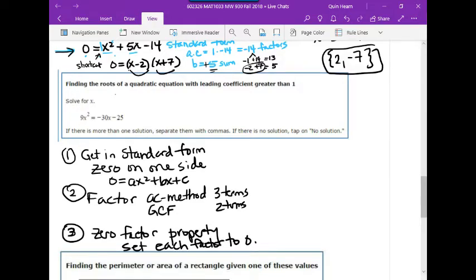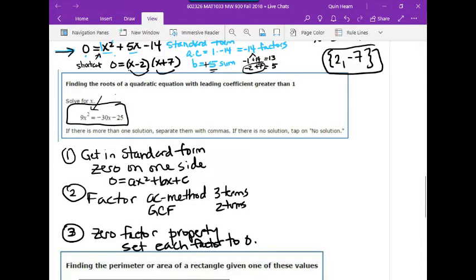Okay, so let's look at this problem here. 9x squared equals negative 30x minus 25. This fits the pattern of a quadratic equation because we have a power of 2 on the x. So we know we can't just get x by itself. We have to use this 3-step process. So go ahead and get it in standard form.